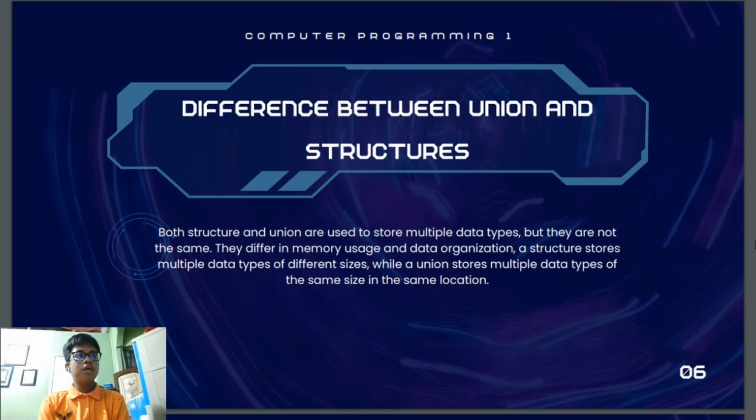And now, we're going to discuss the differences and similarities between union and structures. But let's start with the difference first. The difference between union and structures. Both structure and union are used to store multiple data types, but they are not the same. They differ in memory usage and data organization. A structure stores multiple data types of different sizes, while a union stores multiple data types of the same size in the same location.